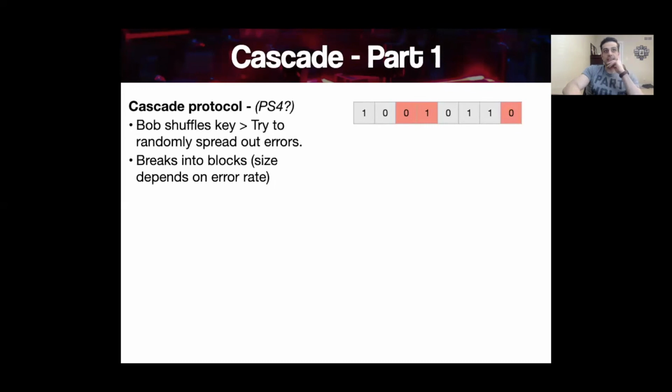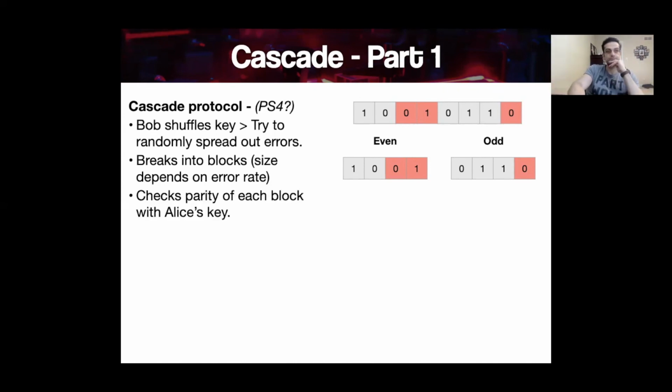So the key is then broken into blocks, and the size depends on the error rate. Your goal really is to try to have each of these blocks only have one error in them. So you want to choose the size small enough. But the issue is the smaller you choose the size, the more information you're going to give away to Eve. So you're just trying to optimize based on your estimated error rate.